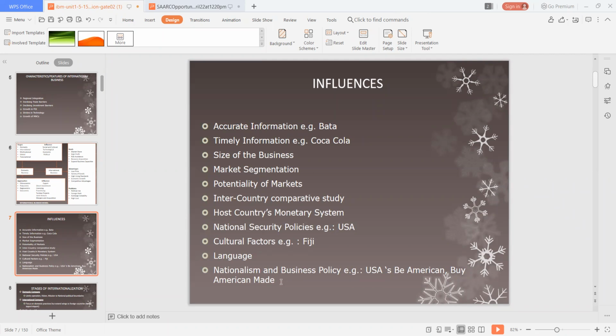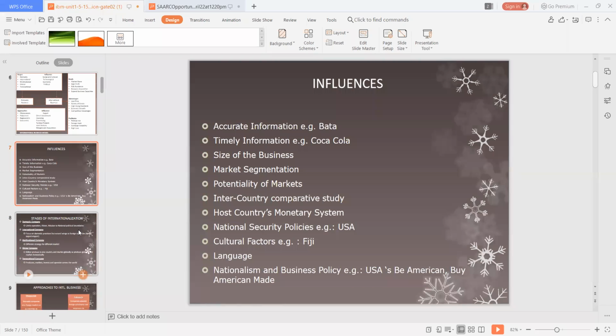Nationalism and business policy. Example: the US, be American, buy American-made. Like that, nationalism and business policy influence these. These are some of the influences of IB.